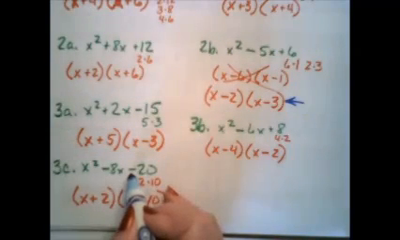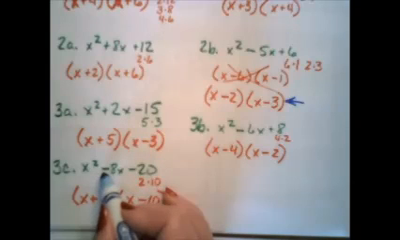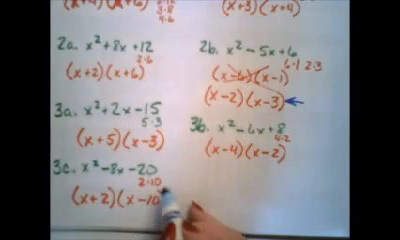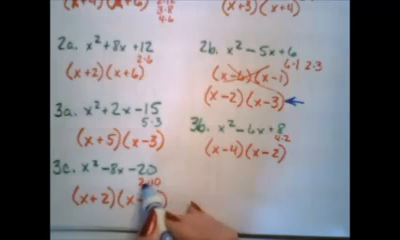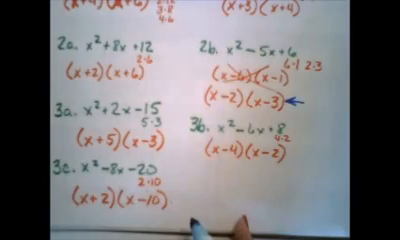Here, C is negative, which means it's going to subtract. And my biggest number is going to be negative. So my two numbers are 2 and 10. 10 is going to be negative, 2 is going to be positive, so that I end up with a negative 8.